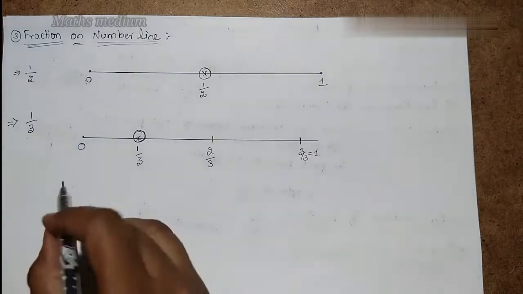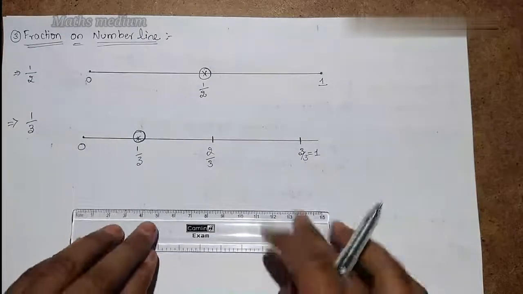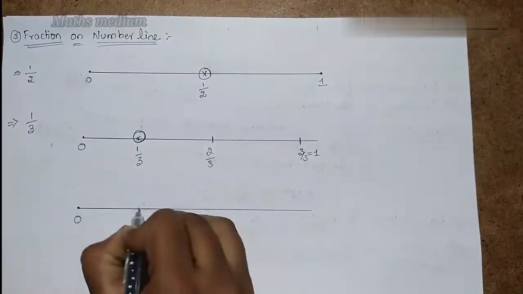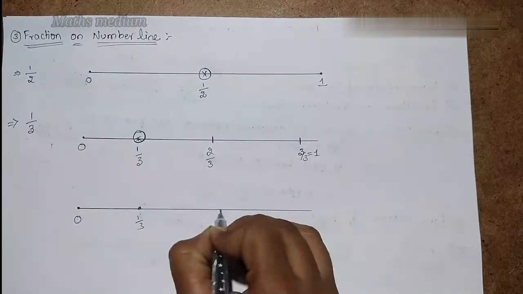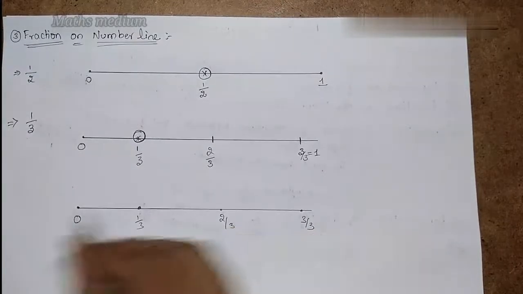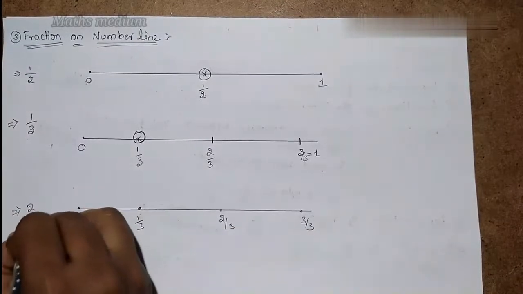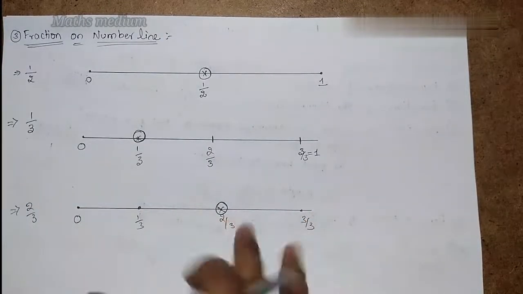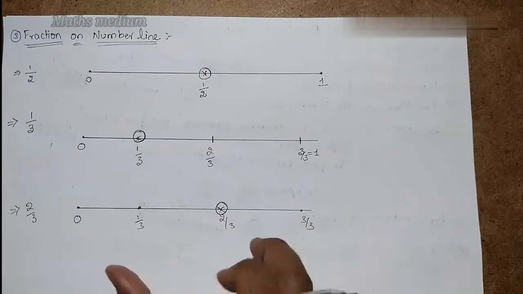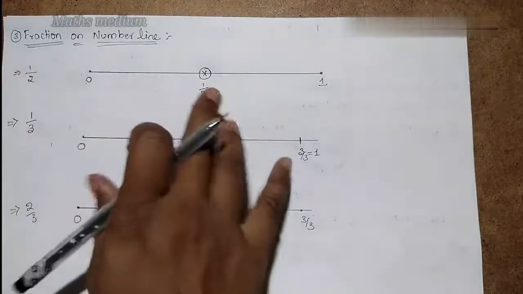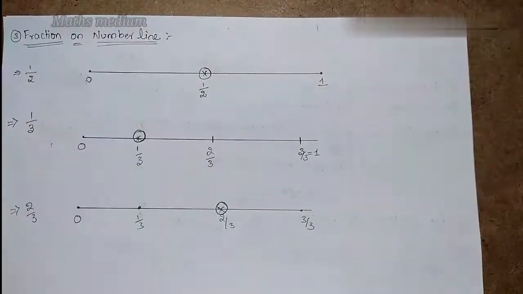Similarly, if you have to represent 2 by 3 on a number line, take the same number line. This is 0. This is 1 by 3, this is 2 by 3 and this is 3 by 3. If you have to represent 2 by 3 on a number line, it is this. We have to take a number line and divide it into equal parts. How much part they want represented on the number line, we represent it through this. I hope you understand this session.